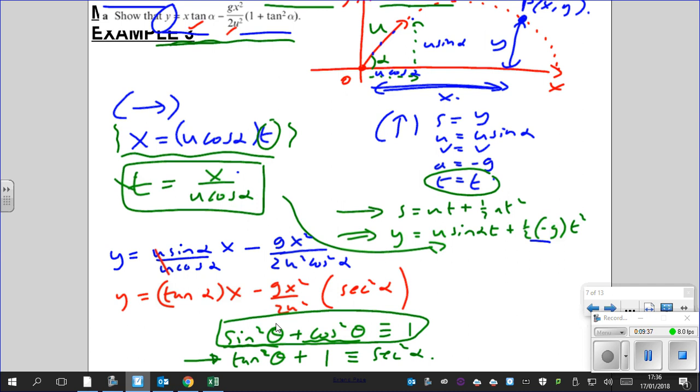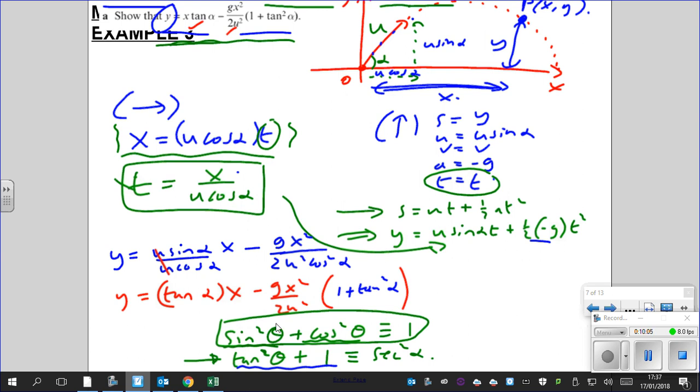You could divide it all by cos squared, or you could divide it all by sine squared. Sine squared over sine squared is 1, plus cos squared over sine squared is cot squared, and that equals 1 over sine squared, which is cosec squared. So actually sec squared is 1 plus tan squared. So we're fine. Obviously you would need to show the steps of 1 over cos squared and sec squared.